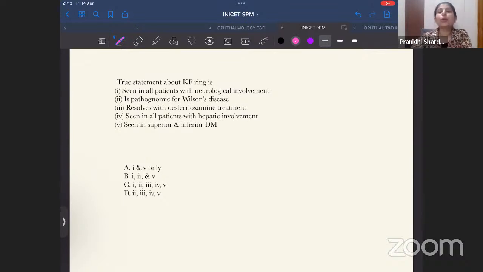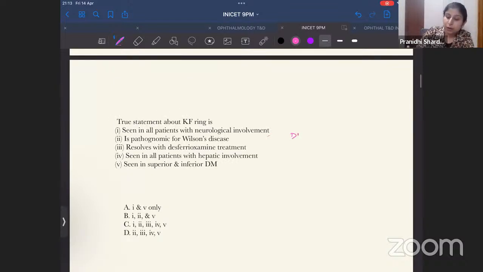So let us start with a quick revision of the KF ring. What is the KF ring? It is usually a golden brown ring, though not always. The color is due to the illumination, and it is mostly seen as golden brown because of the type of illumination we use in our examination. So it is a golden brown ring seen on the periphery of the cornea. It is seen in the Descemet membrane of the cornea when it is seen in Wilson's disease.